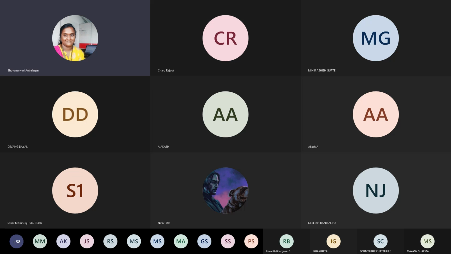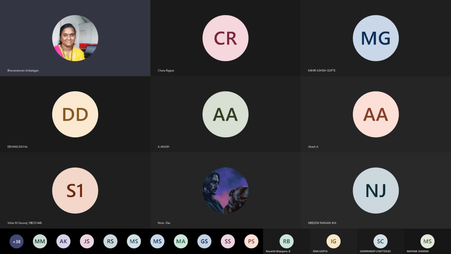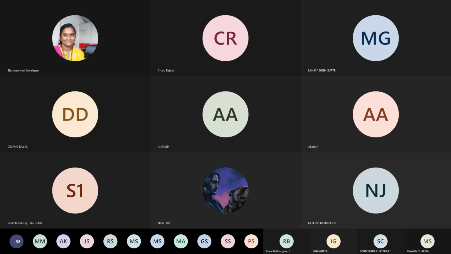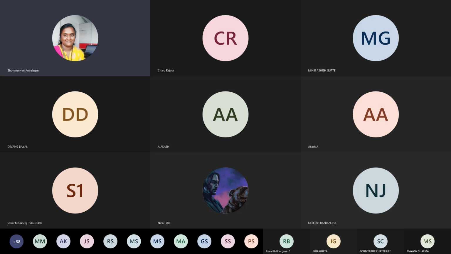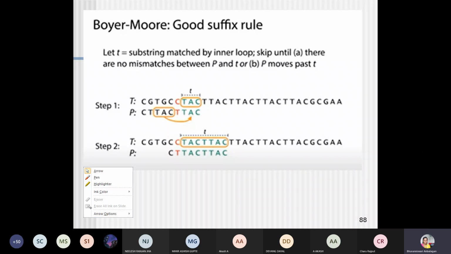What is happening here now? You see, I have this T. This got matched. I hope you can understand this. From right to left, I'm getting C, A, T matched. Then C and T are unmatched.